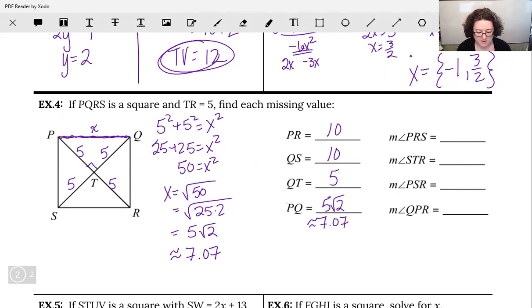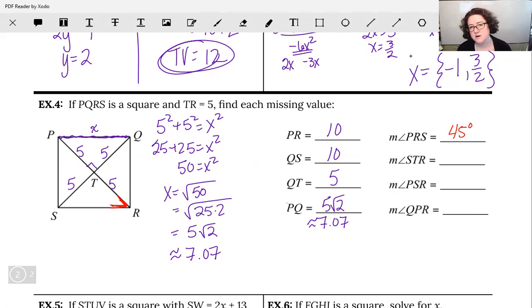So angle PRS. Well, following the letters P R to S, that means I'm looking at this piece down here. So that's a portion of my corner angle, but how is that corner angle getting cut up? In half. So what's half of a right angle? 45 degrees. And in fact, all of these are going to be either 45 degrees or 90 because those are the only kinds of angles we have inside squares.